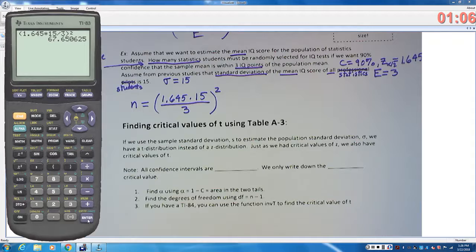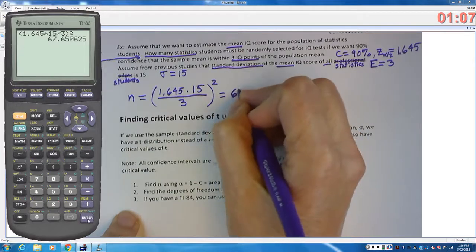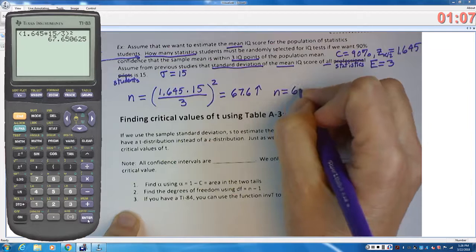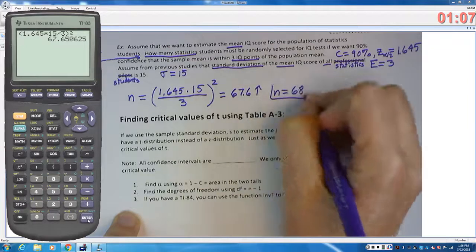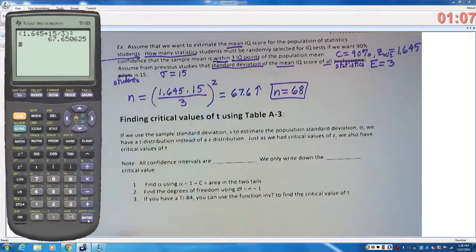Sometimes people try to use the proportion formula for mean. Okay? And that is 67.6 something. You go up, n is 68, because we had to keep it within 3 IQ points. So if you use 67, it's not going to be within 3. All right. So we found critical values for Z, and we found sample size for proportions and means.